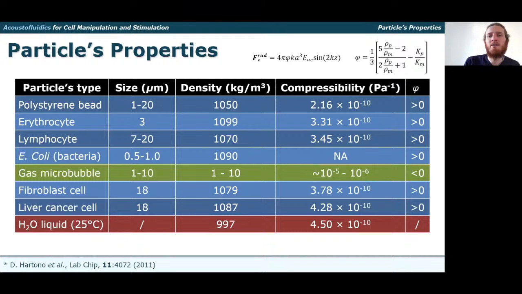And finally, it's interesting as well to compare healthy cells with cancer cells. In some cases, it can be noted that while they present similar density and size, they have differences in compressibility, which could potentially be used as a way of manipulating these particles differently and potentially separating them for rare cancer cell detection.